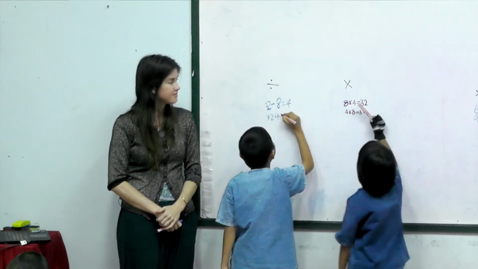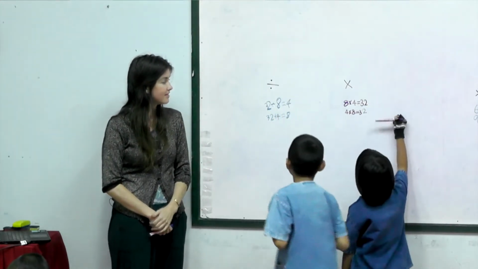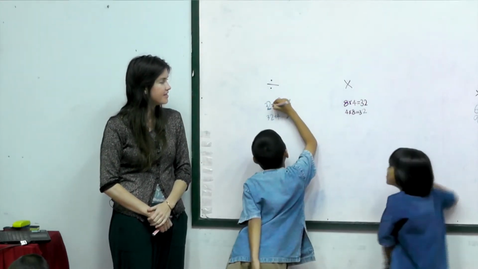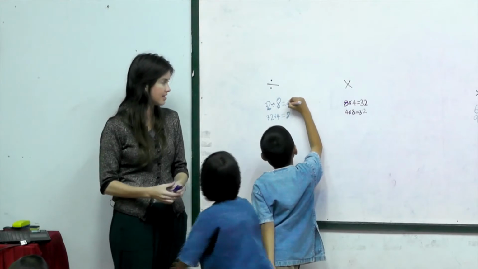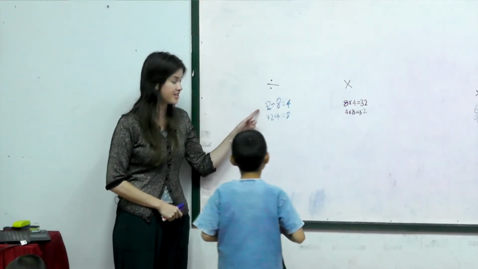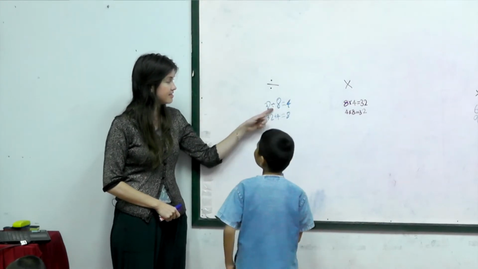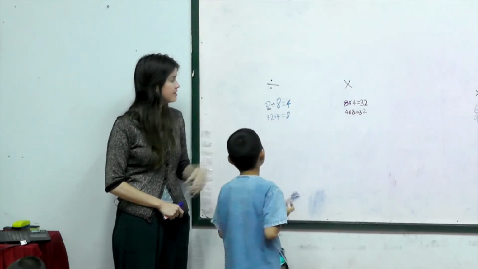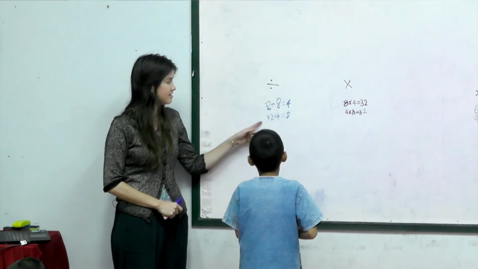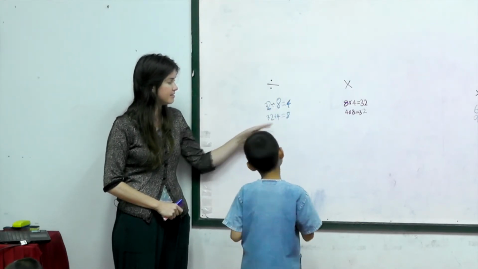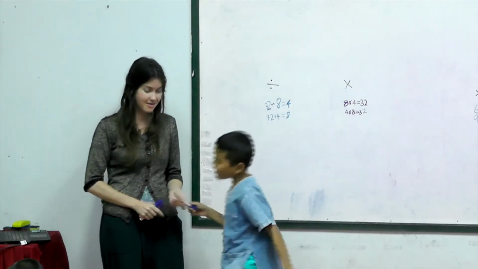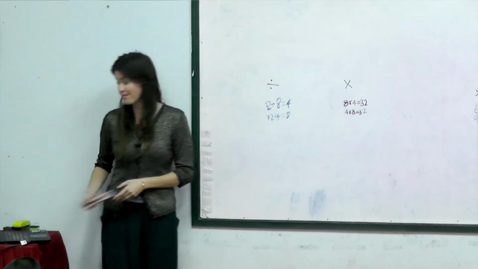8 times 4 equals 32, or 4 times 8 equals 32. Very nice job. Tell us what you have. 32 divided by 8 equals 4. And 32 divided by 4 equals 8. Very nice job, friends. Okay, great job, everybody.